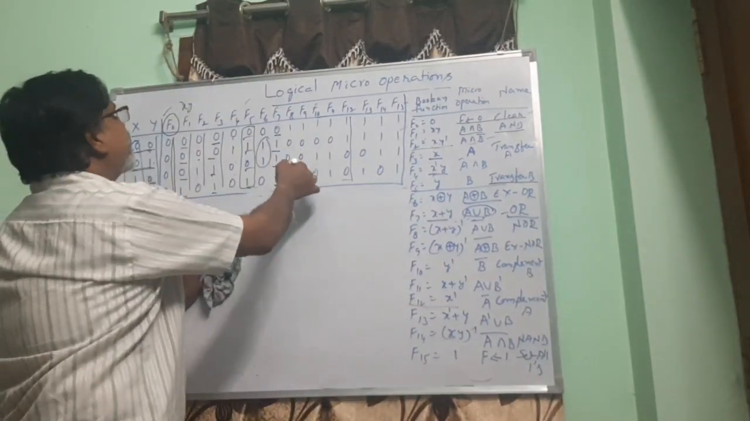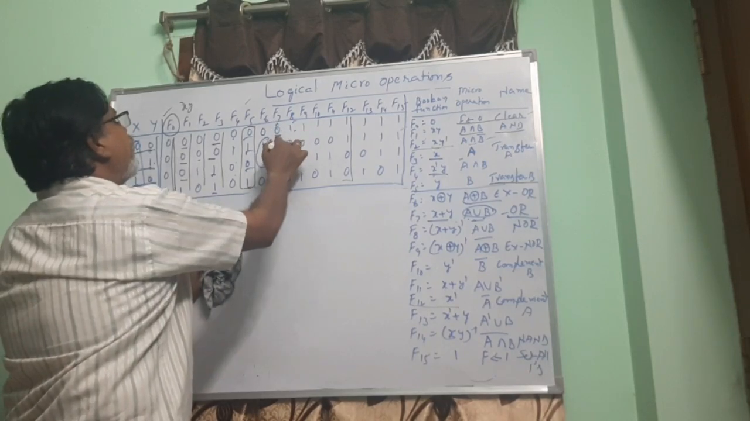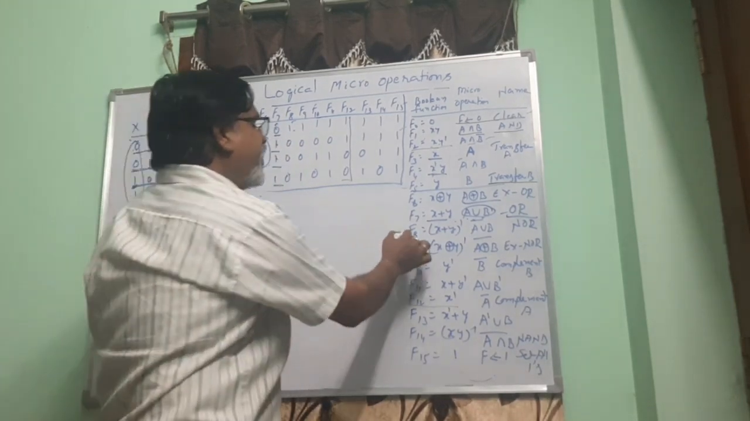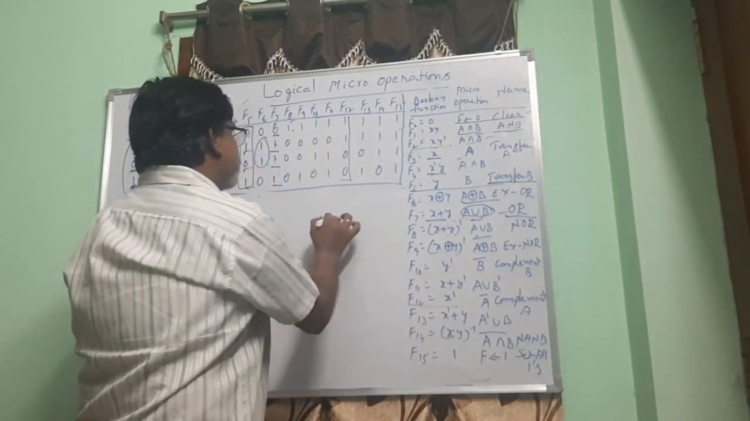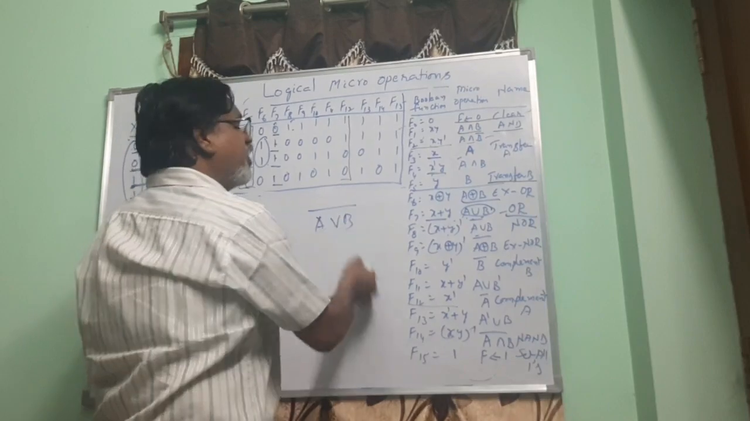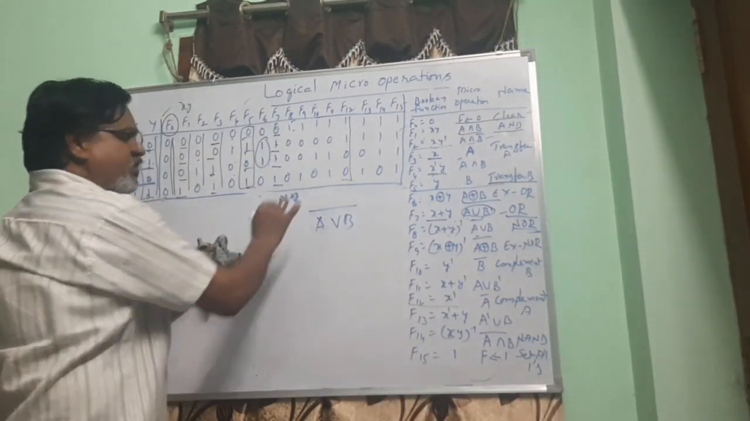So F8 is just the vice versa of F7. It is 1 0 0 0. So F8 is x plus y whole bar, which means NOR gate. A union B stands for the OR gate, A union B bar stands for the NOR gate. So F8 is meant for the NOR operation.